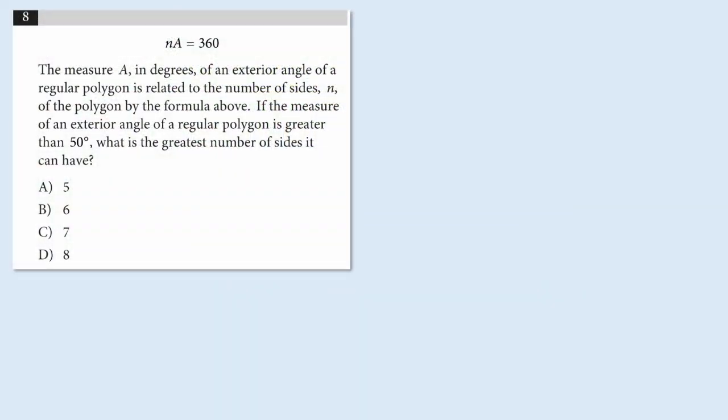Here is a multiple choice problem from the College Board. This SAT problem comes from section 3, so it does not allow calculators. And the problem says, the measure A in degrees of an external angle of a regular polygon is related to the number of sides, n, of the polygon by the formula above. If the measure of an exterior angle of a regular polygon is greater than 50, what is the greatest number of sides it can have?